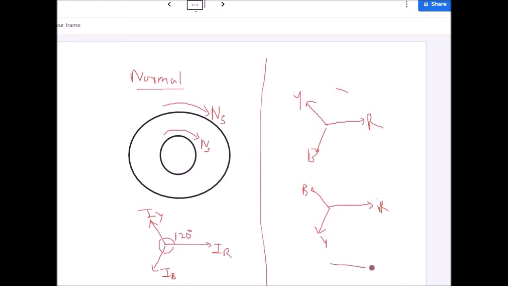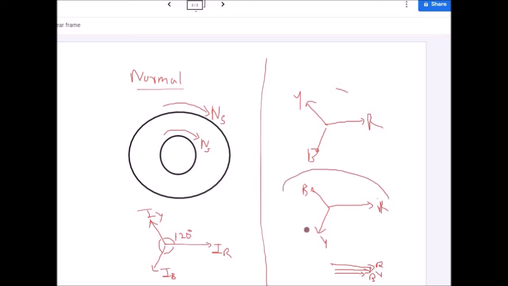This is positive phase sequence R, Y, B, and this is negative phase sequence R, B, Y. And the zero sequence component of current exists only if the unbalancing is associated with a ground fault: R phase, Y phase, and B phase. In the zero sequence component of current, the phase difference between all currents is zero.